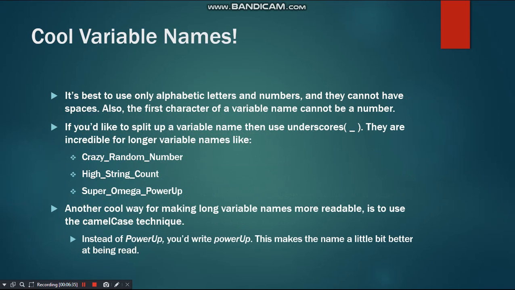Another cool way of making long variable names more readable is to use the camel case technique. Instead of having each word with a capital letter, the first word will be lowercase, and every subsequent word will be capitalized, bunched together. It makes it easier for your brain to read it and differentiate each different word.